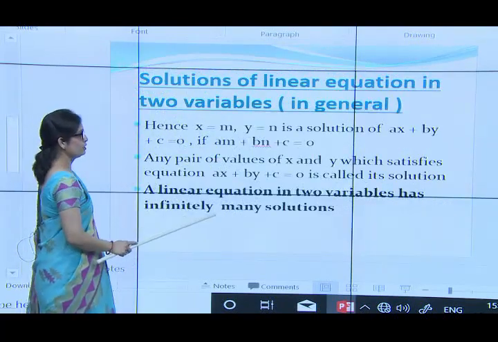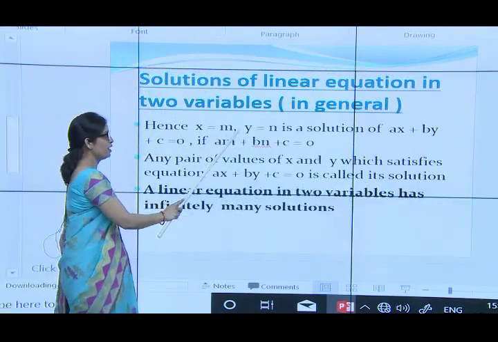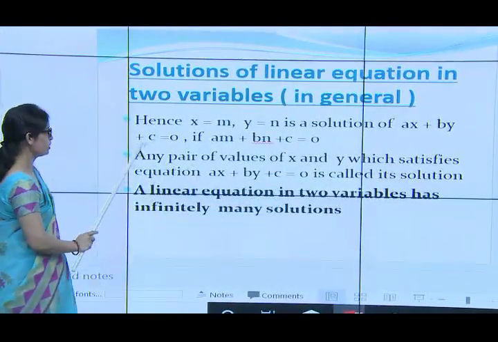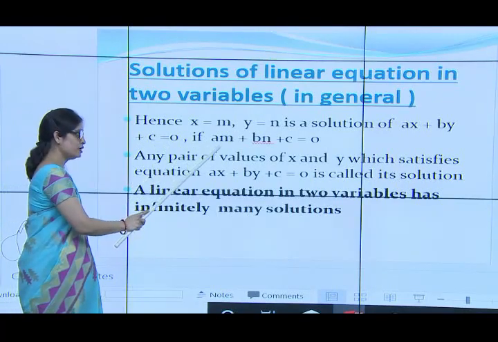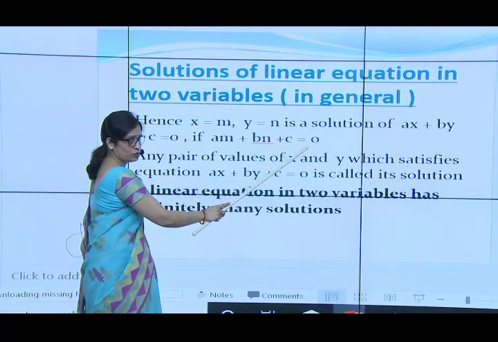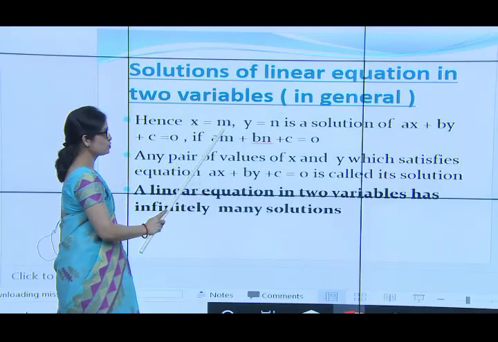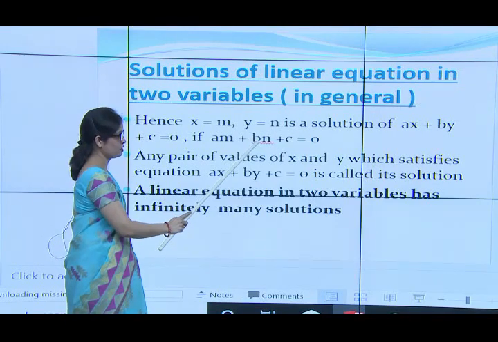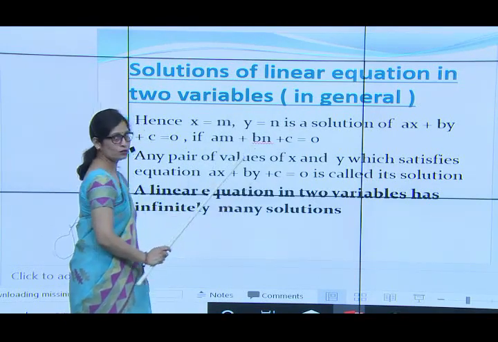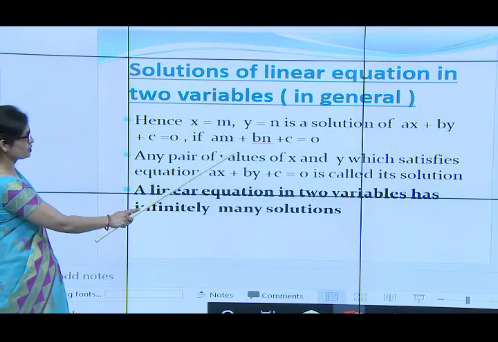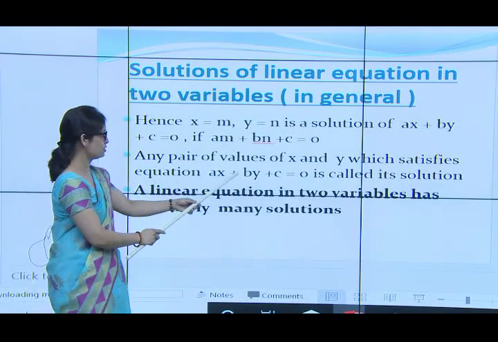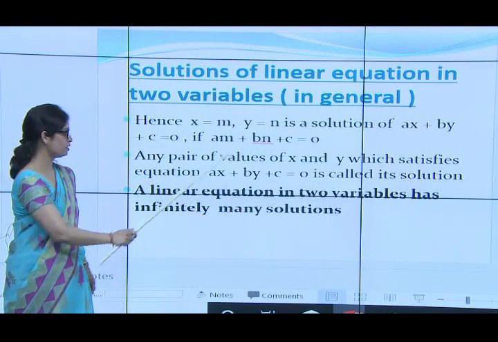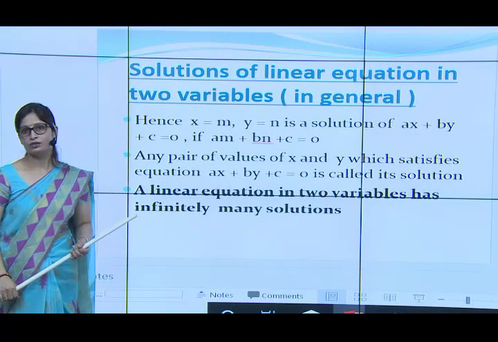So in general, x = m and y = n is a solution of the equation ax + by + c = 0 if am + bn + c = 0. This means after putting x = m and y = n in place of x and y in the equation, it will be equal to 0. Any pair of values of x and y which satisfy the equation is called its solution. A linear equation in two variables has infinitely many solutions.